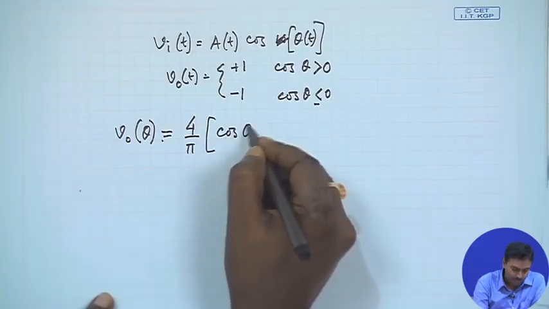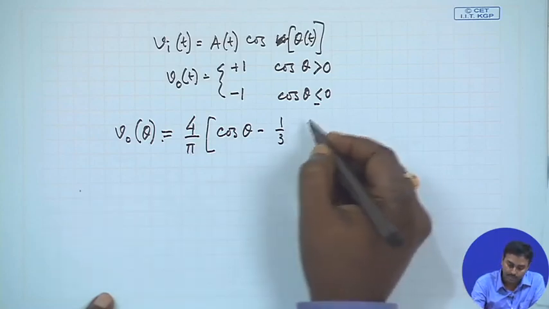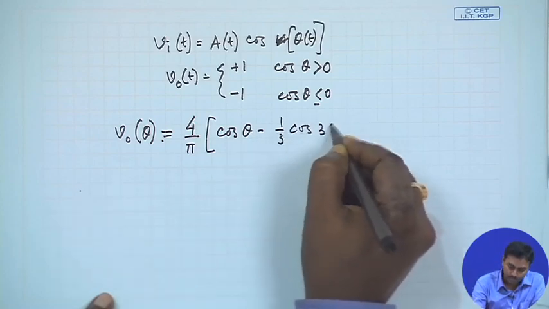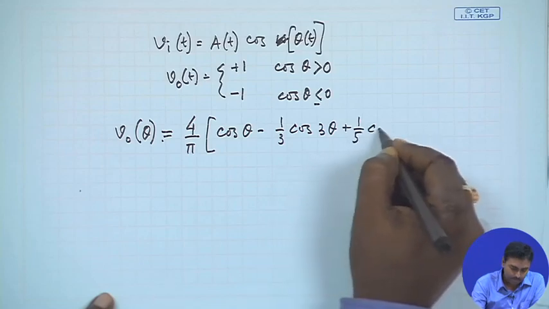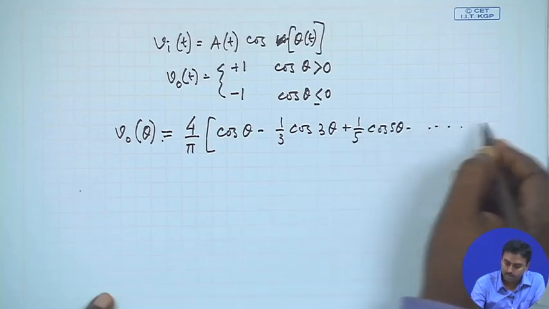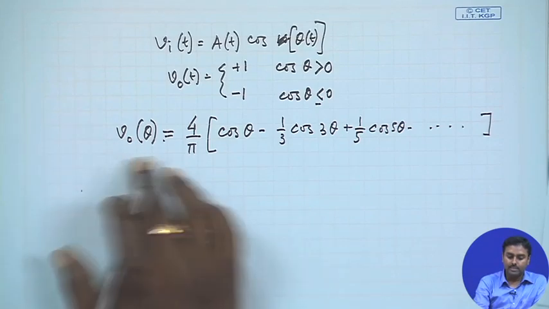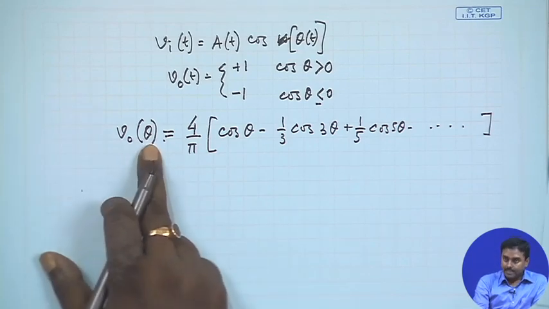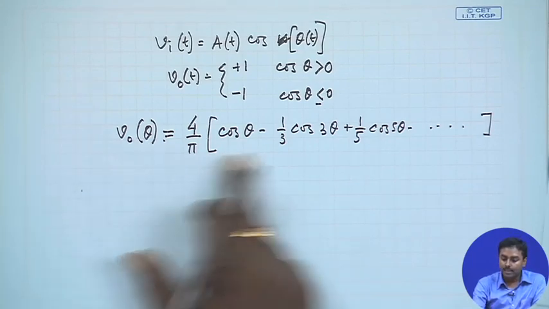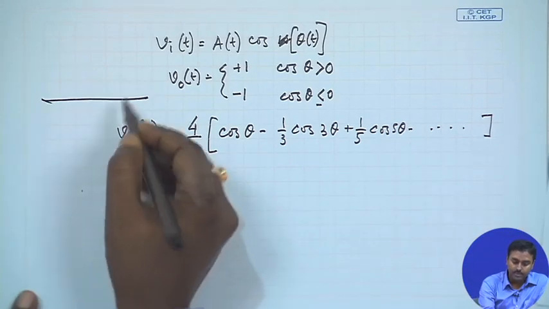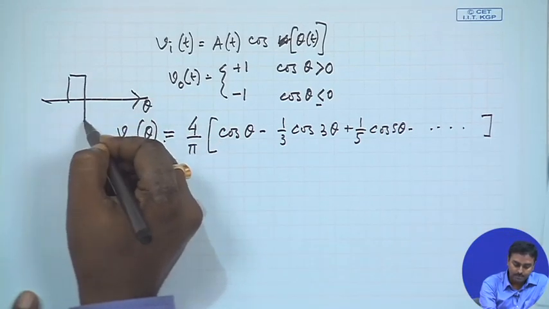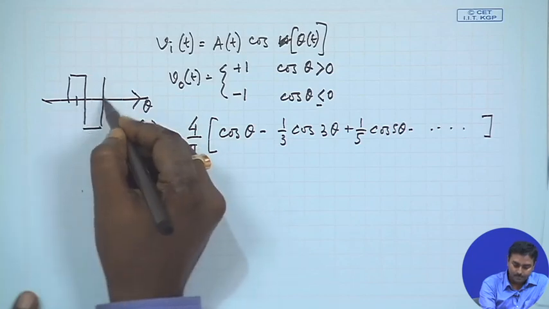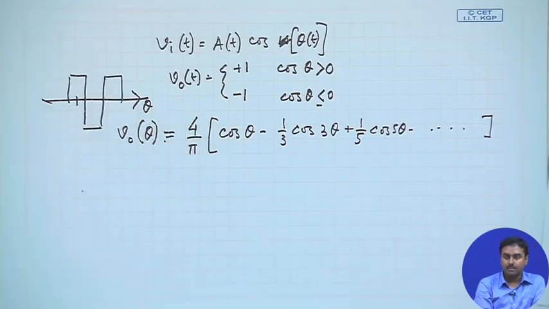So, that should be cos theta minus 1/3 cos 3 theta plus 1/5 cos 5 theta minus and so on up to infinity, where all odd harmonics will be there. This representation we have already done in our Fourier series analysis. So, as long as I have theta, V output of theta must be represented as this, because with respect to theta it looks like this. This is fine.